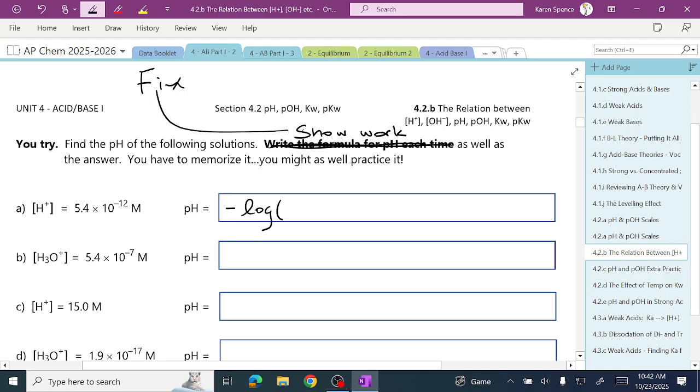You don't have to show the formula every time for this one because it's such a basic formula. You just need to write the negative log and then stick the number in. I think in the past, I used to make people always write negative log of concentration of hydrogen, but I feel like that's not necessary. Maybe I'm just getting old, I don't know.